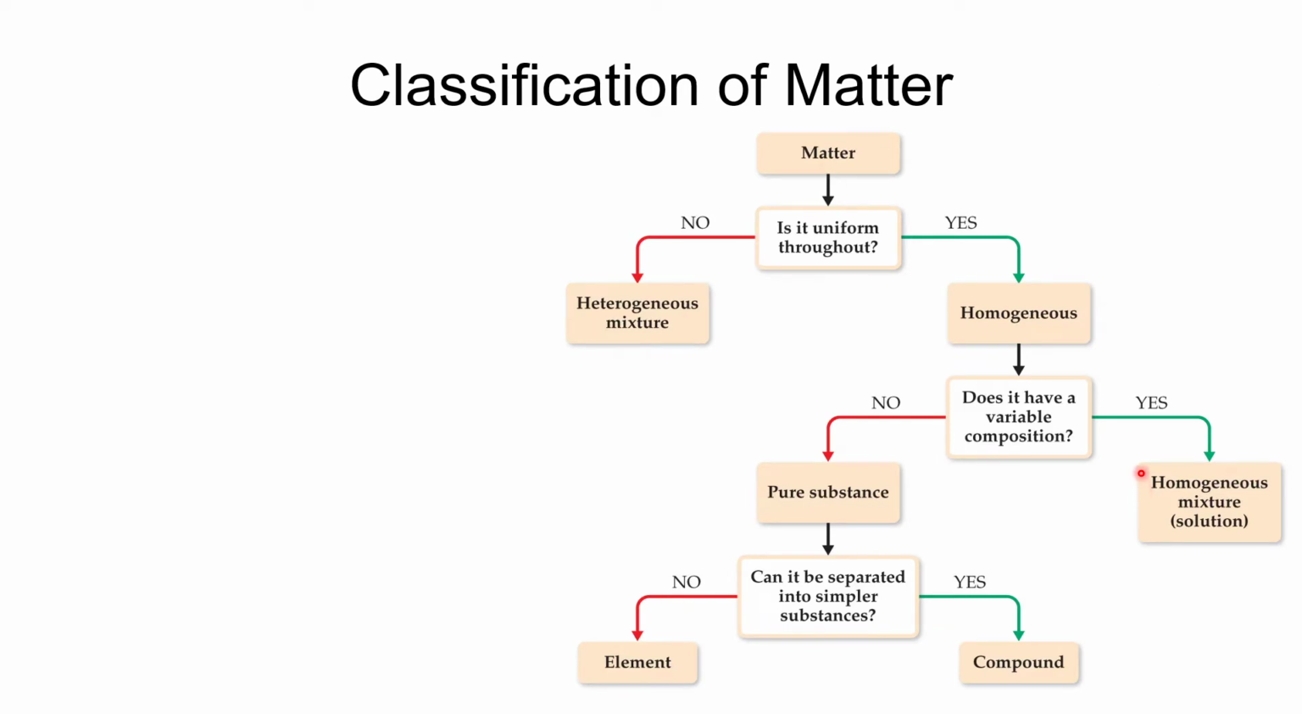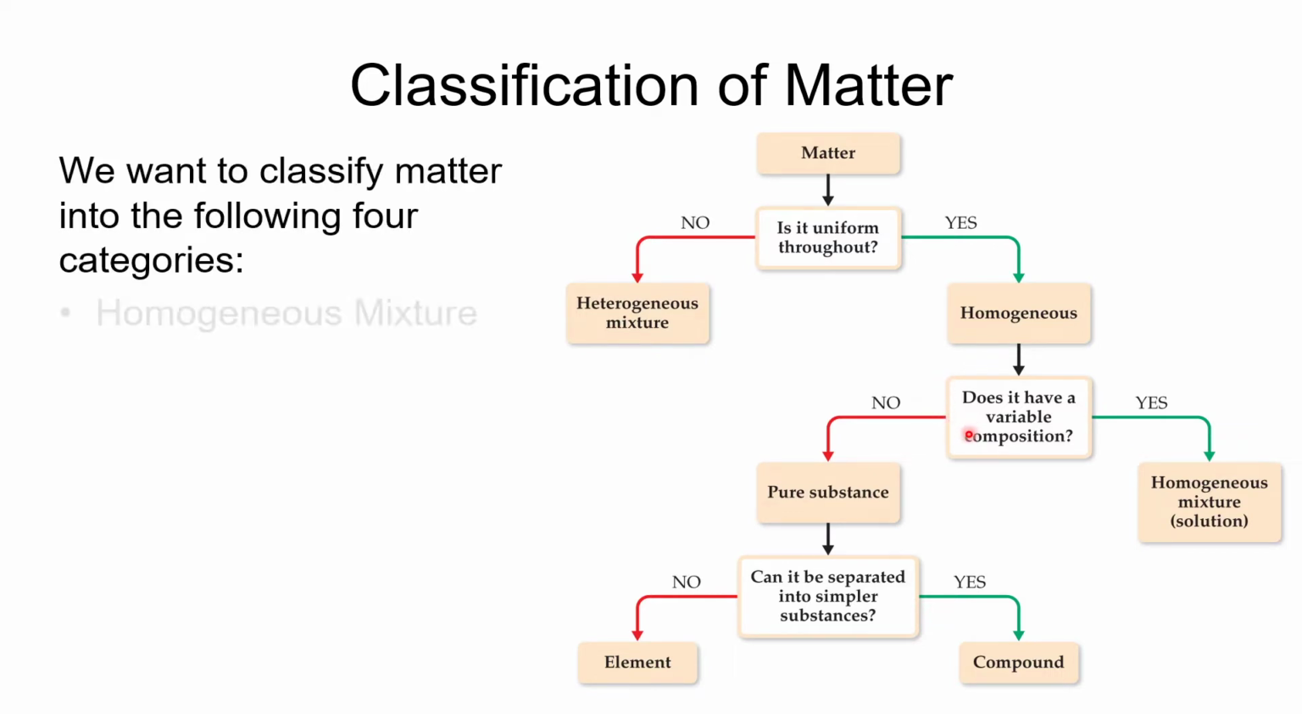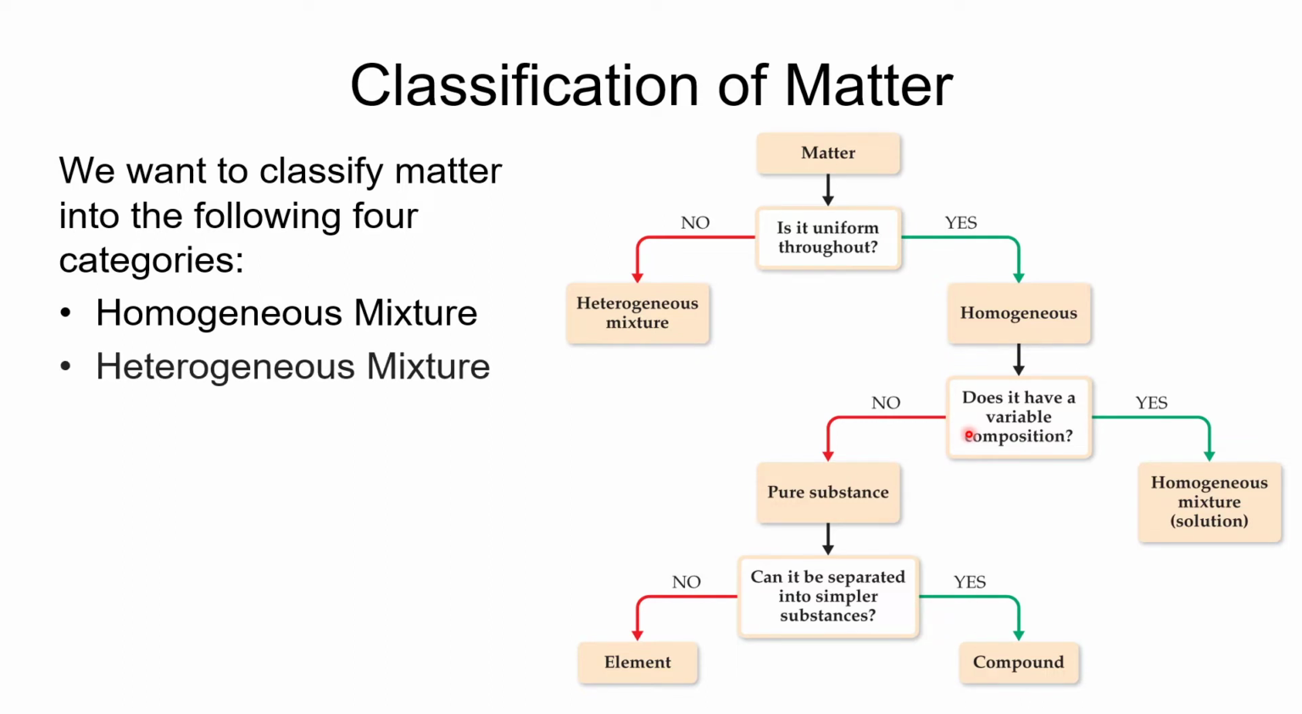We want to classify matter into different categories. And so there's 4 different categories that I'm going to list here. And those 4 categories are homogeneous mixture, heterogeneous mixture, pure element, and pure compound. And there's a little flow chart here that is from your textbook. Matter, is it uniform throughout? Well, if it is, then it's going to be something that is homogeneous. If it is not, then it's going to be heterogeneous.